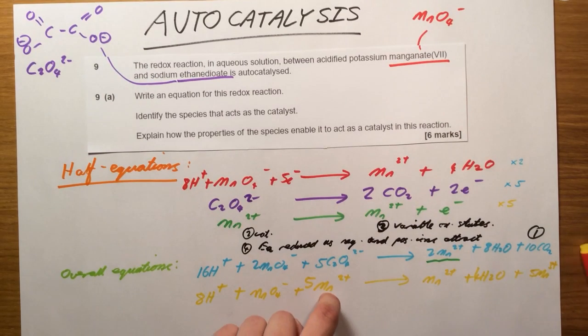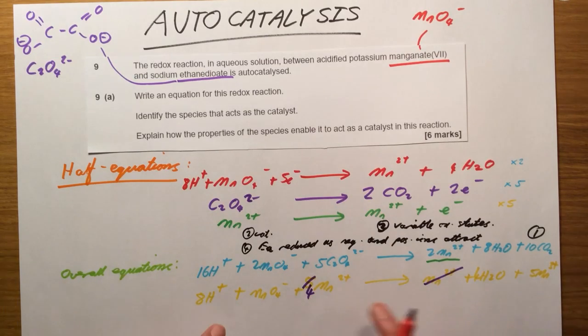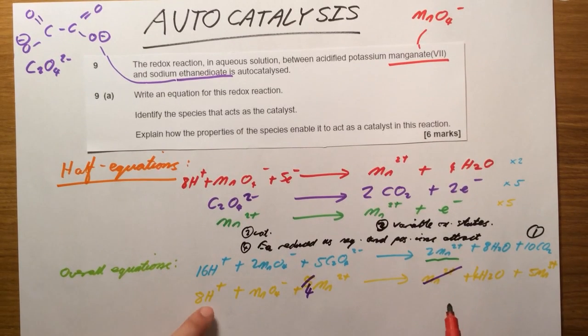If you're going to write it like this, you would have to spot that Mn2+ appears on both sides of this reaction. We can actually cancel them out, so we can get rid of that. Okay, and that one should be a 4 there. So this equation here, you don't actually have to write that in full to get the mark here, but I would recommend doing that. That is our fifth mark.